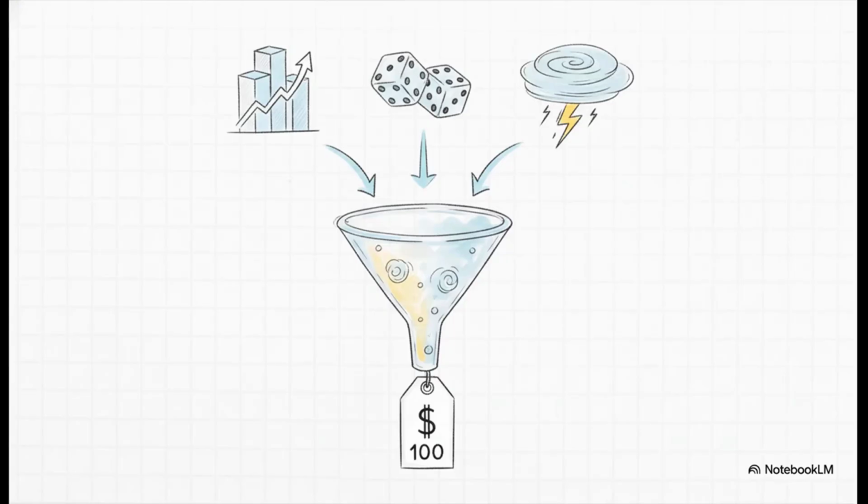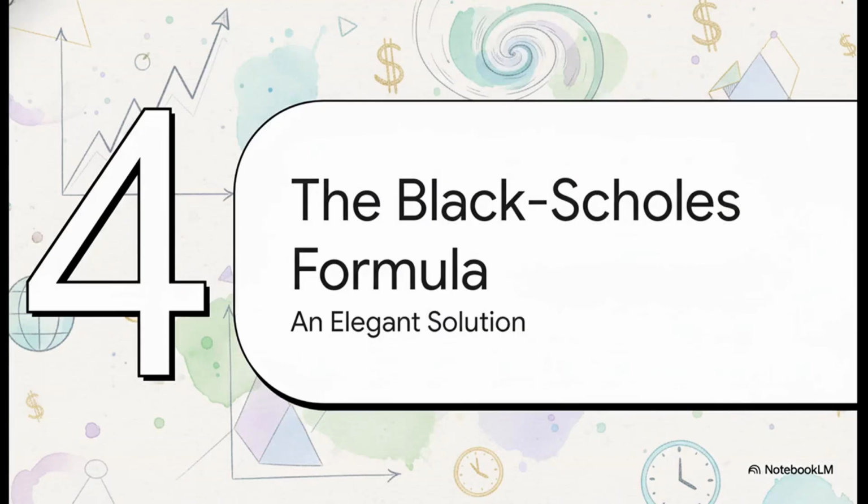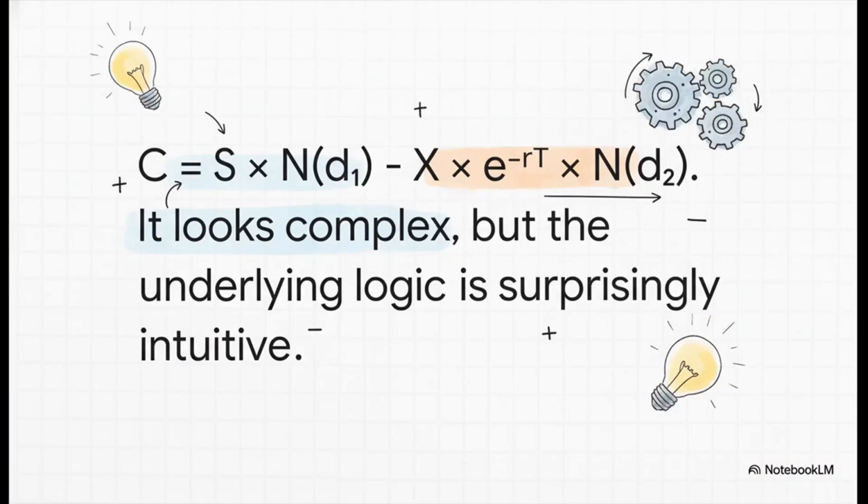So here's the ultimate challenge, right? We need to find a single price that perfectly blends together intrinsic value, all those probabilities, and a fair price for risk. How in the world do you combine all of that into one single equation? Well, back in 1973, two guys named Fisher Black and Myron Scholes figured it out. They published a paper with the answer, and their work didn't just earn them a Nobel Prize, it completely revolutionized the world of finance. And here she is, the famous Black-Scholes formula.